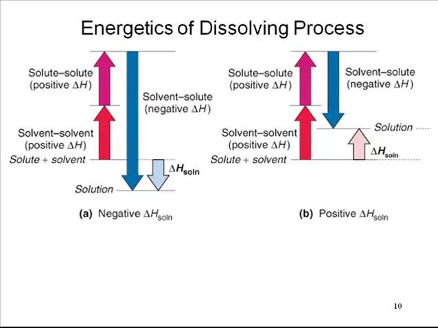So this is an exothermic process for dissolving a certain material. This is an endothermic process for a different material. It has to be a different material. Can't be the same material doing both.